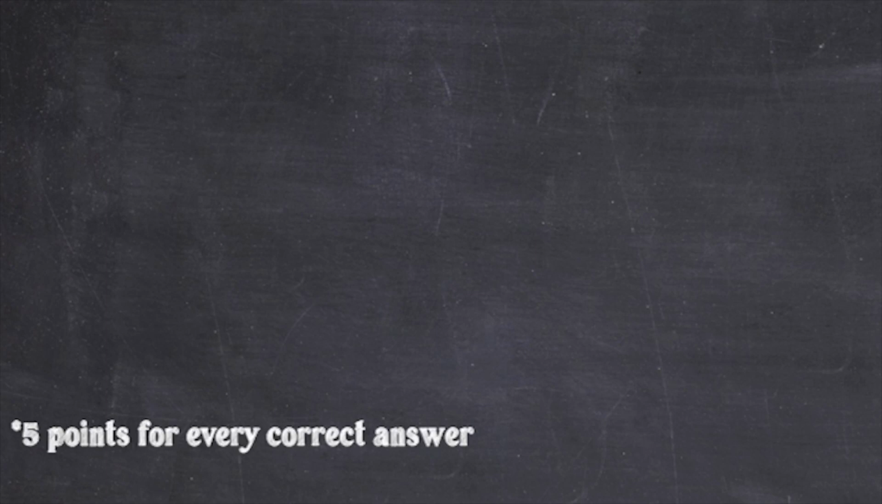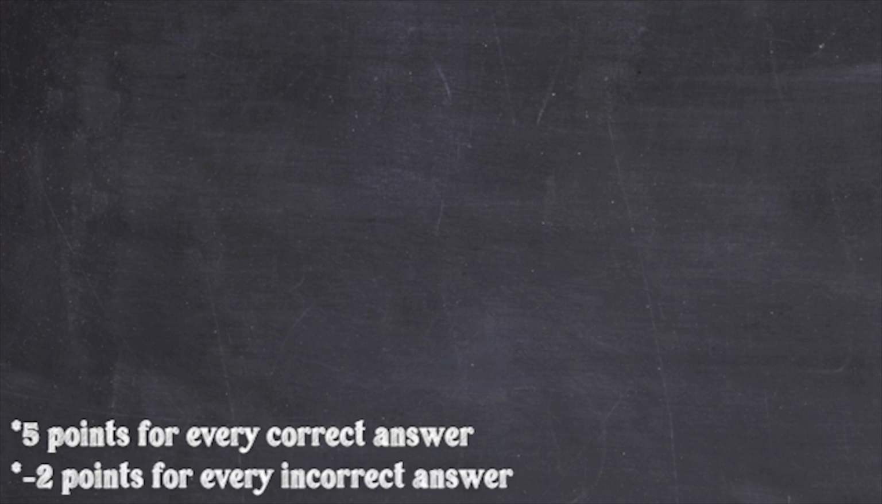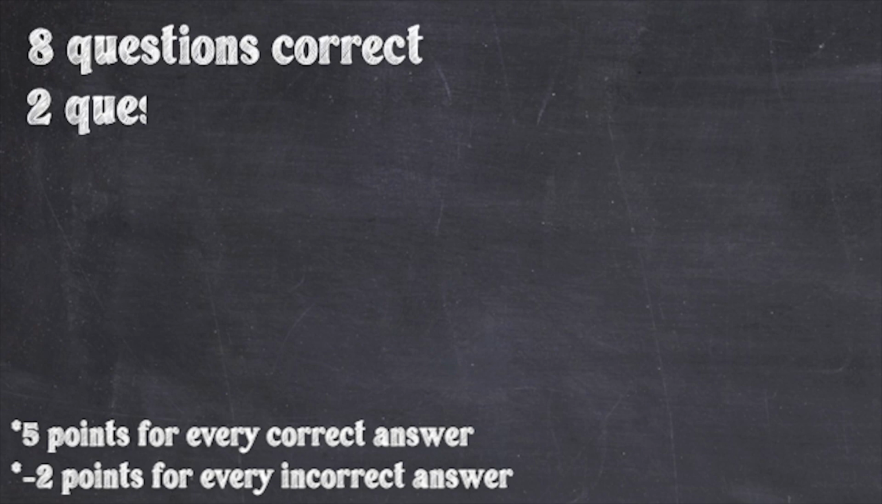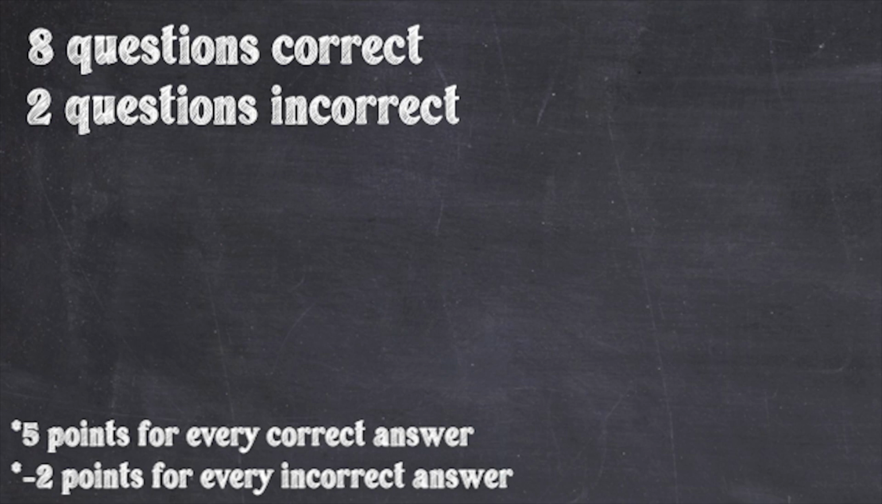Phew! You have just completed a math test. On this test, there are 10 questions, and you got 5 points for every question you get right and lose 2 points for every question you get wrong. Your teacher has told you that you got 8 questions correct and 2 questions incorrect. What is your total score?